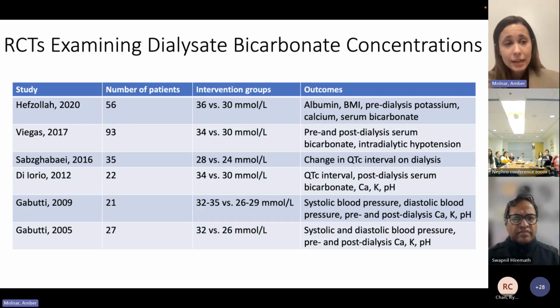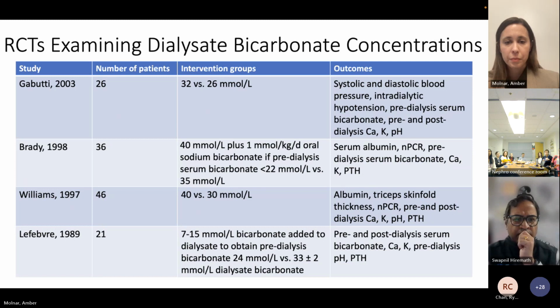So this slide and the next slide summarize some of the randomized control trials included in our review, and these are specifically the trials that looked at differing concentrations of dialysate bicarbonate. And as you can see, they're all pretty small. They have compared different combinations of dialysate bicarbonate concentrations, all looking at fairly surrogate outcomes such as serum albumin or pre and post laboratory measures and some surrogate cardiovascular types of outcomes.